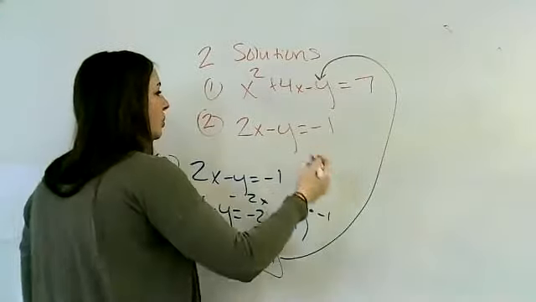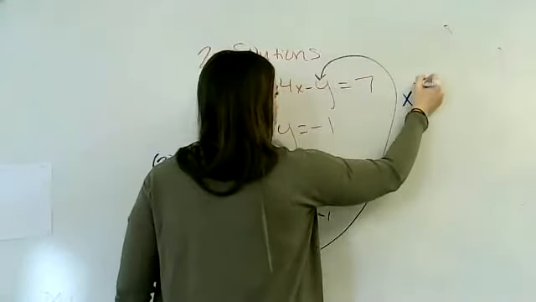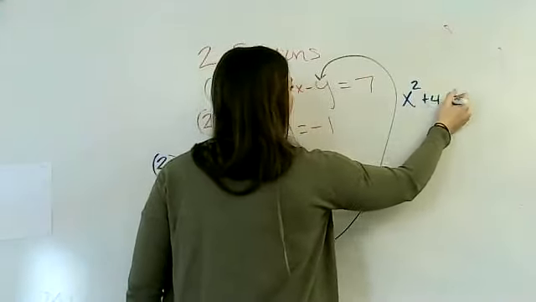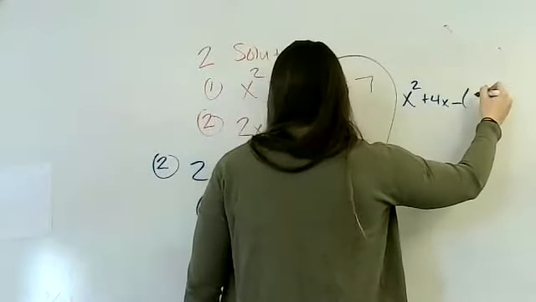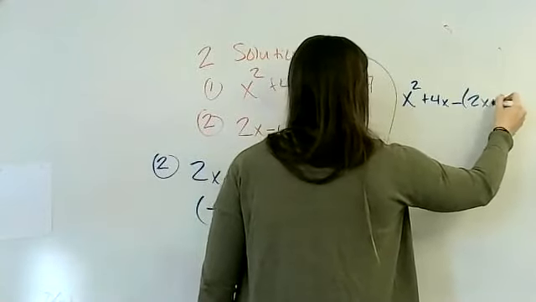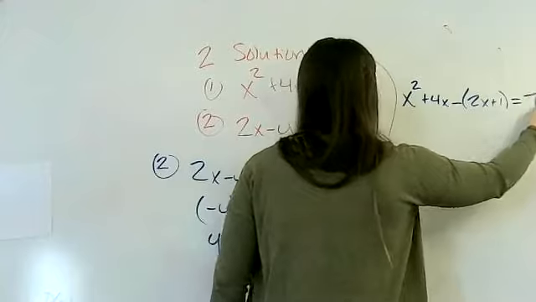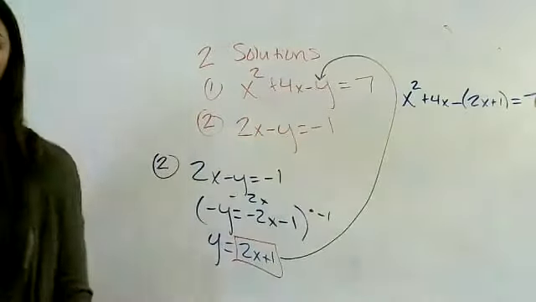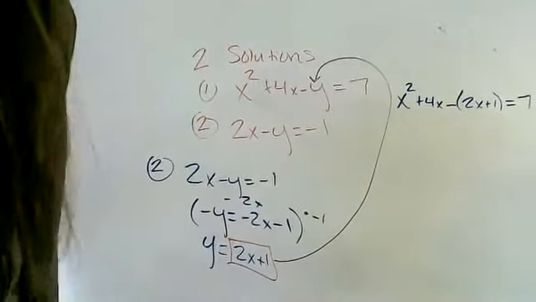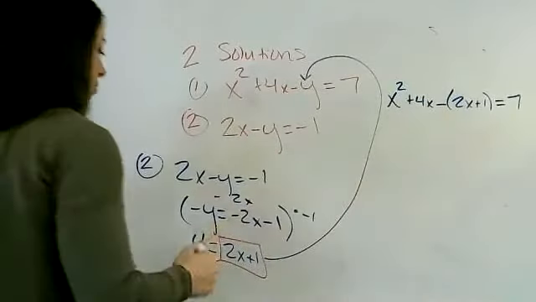So writing out my new equation, I keep the x squared, keep the 4x, and keep the negative. Now open up my parentheses. Instead of y, I have 2x plus 1, close that parenthesis, and it all equals 7. Okay, so here you can see why these parentheses were really important.